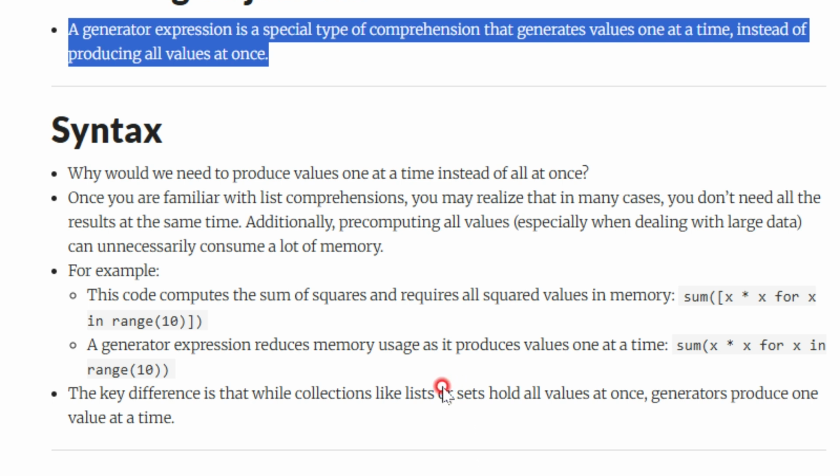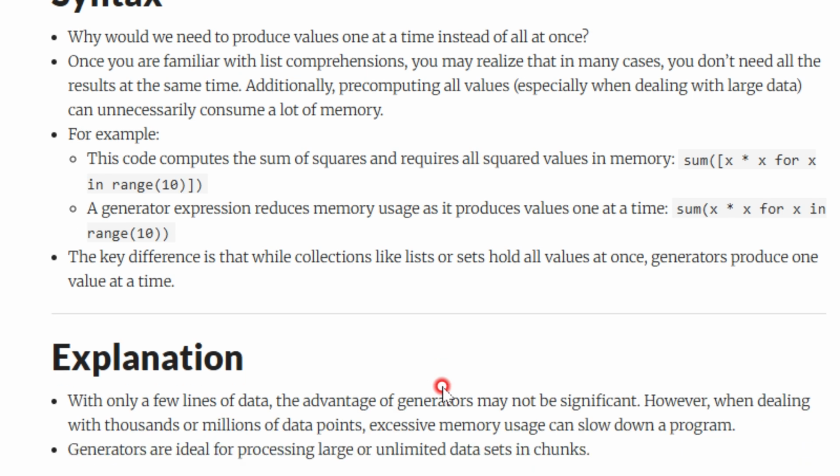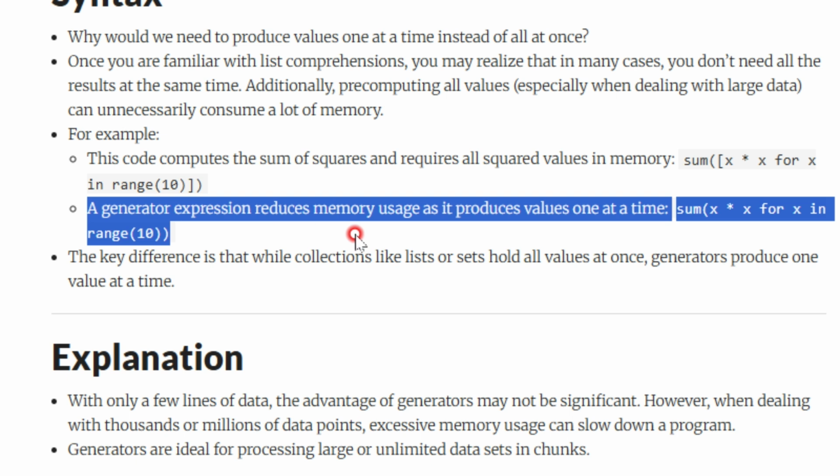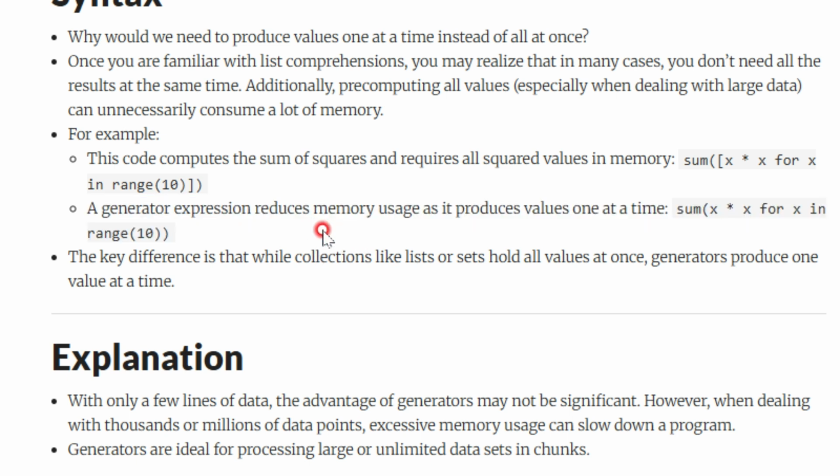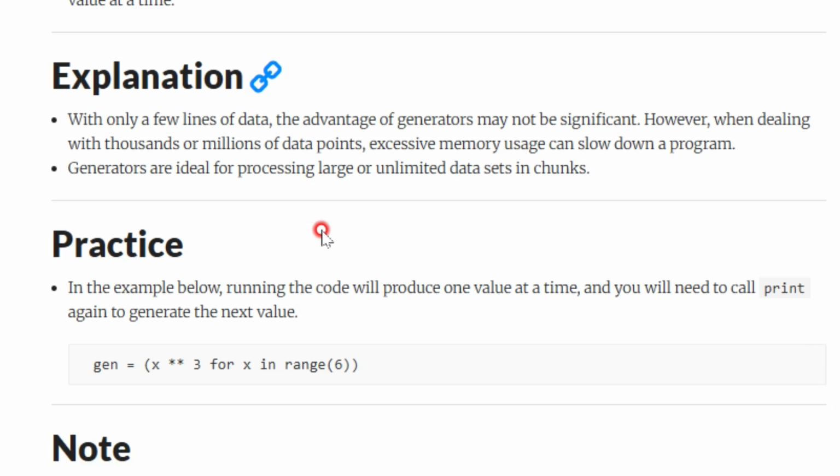Suppose you want to calculate the sum of squares for numbers from 0 to 9. One way to do this is by using list comprehension, which stores all squared values before calculating the sum. In this case, Python first creates a list containing all squared values and then calculates the sum. However, there is a more efficient way to do this using a generator expression. Instead of storing all squared values, it generates each squared value one at a time and immediately sums it. This method significantly reduces memory usage.